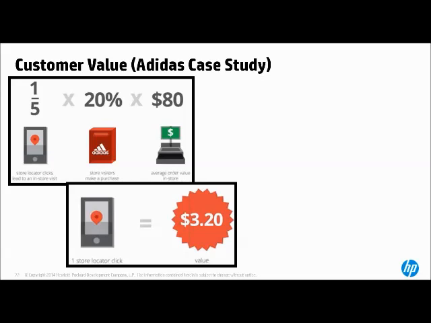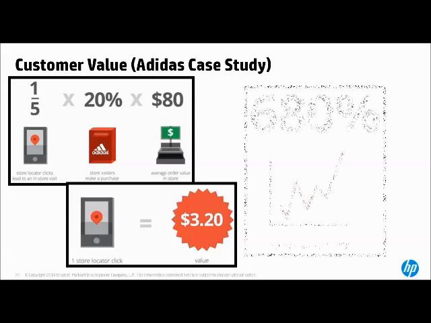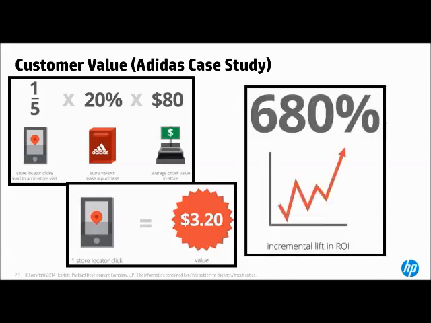And this build is going to show us, okay, what is that one store locator click? What does that translate into as far as value to my organization? And this is really value in revenue dollars. So you can see just with this simple model, they're able to say, okay, that gets us to $3.20. So as we build on to the third component and the last one on this slide, what you'll see is there is an incremental lift in ROI that this store locator component within their mobile app was able to contribute to the bottom line of Adidas. And it was to the tune of 680%, which is quite significant.